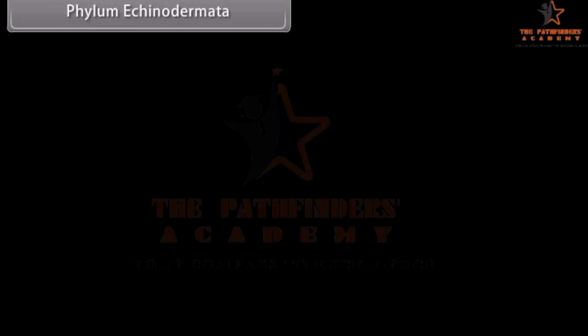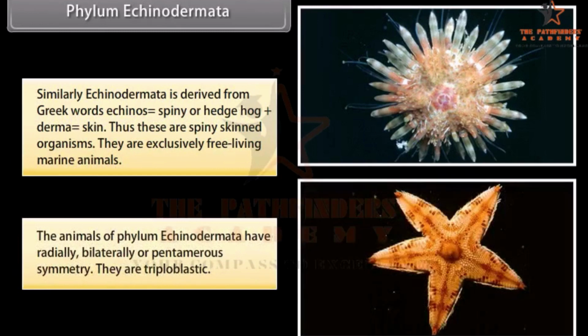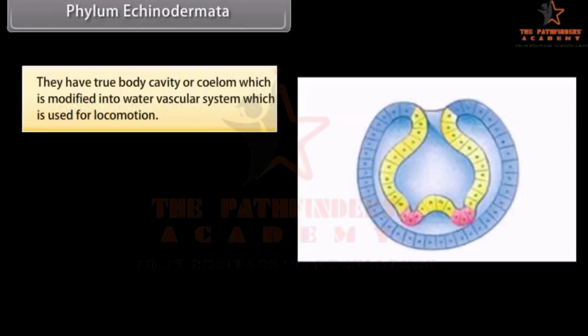Phylum Echinodermata. Similarly, Echinodermata is derived from Greek words echinos, which is spiny or hedgehog, plus derma, which is skin. Thus, these are spiny-skinned organisms. They are exclusively free-living marine animals. The animals of phylum Echinodermata have radial, bilateral, or pentamerous symmetry. They are triploblastic. They have a true body cavity or coelom, which is modified into the water vascular system, which is used for locomotion.